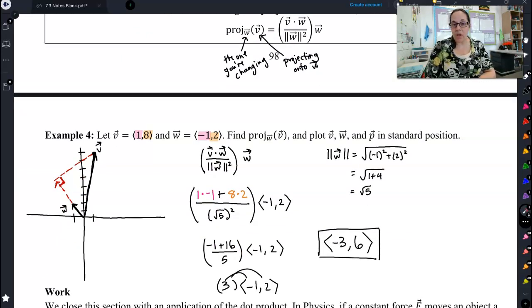So that is it for this video. We have one more application of the dot product, and it's using work, a physics term. And we'll do that in the last video for this lesson.